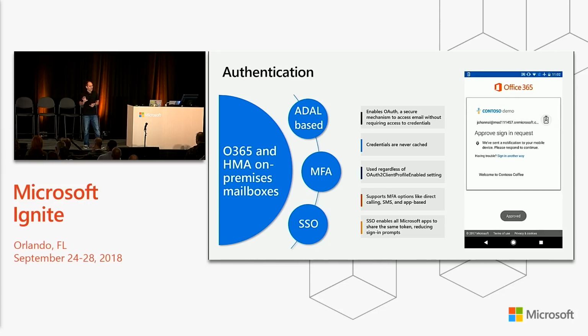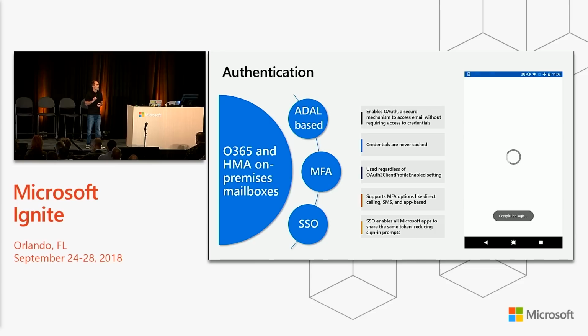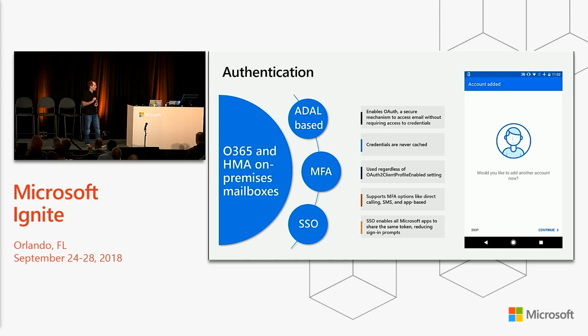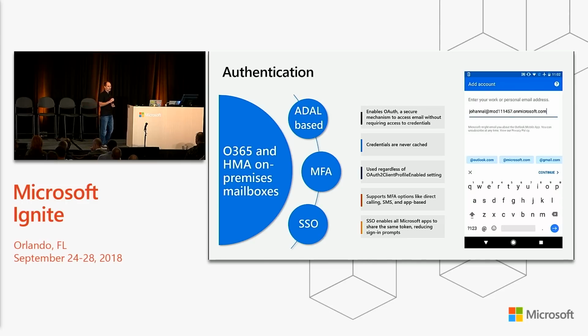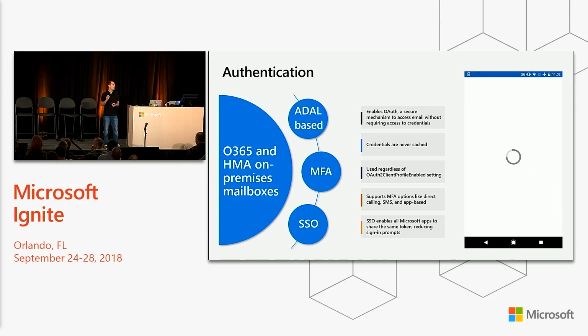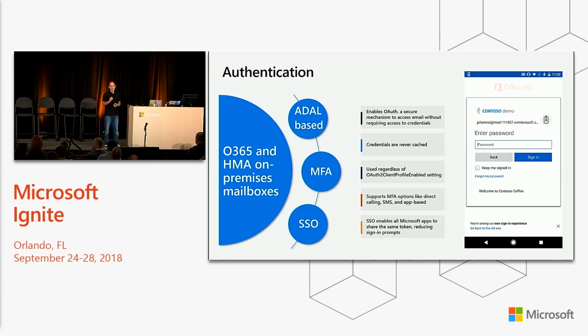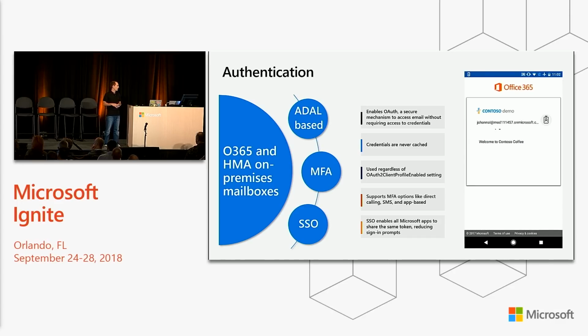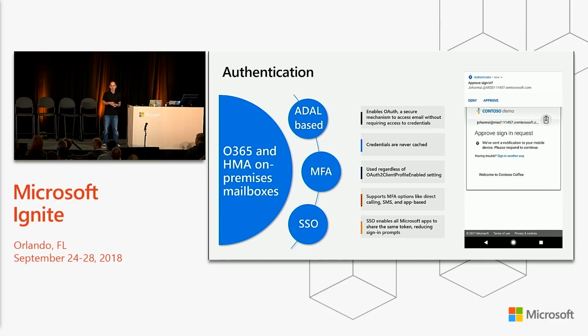Exchange Online is built for modern authentication. You can control a particular client and how a particular client behaves with OAuth, namely the Outlook desktop client. But the other clients will use modern authentication regardless of what the OAuth 2 client profile enabled setting is in Exchange Online. So always keep that in mind. You don't have to have Outlook desktop leveraging modern auth to get Outlook mobile leveraging modern auth, or vice versa.